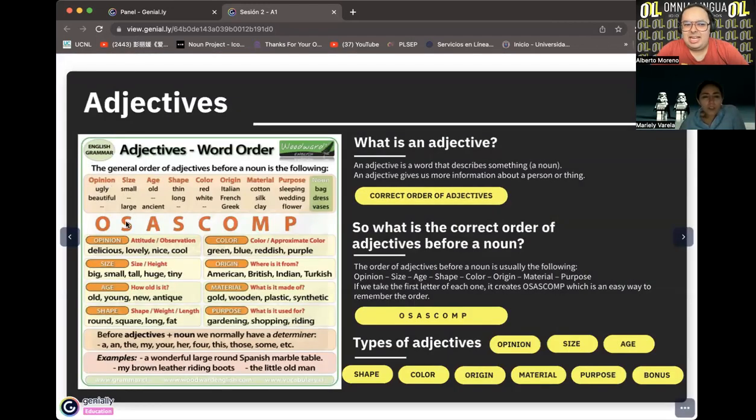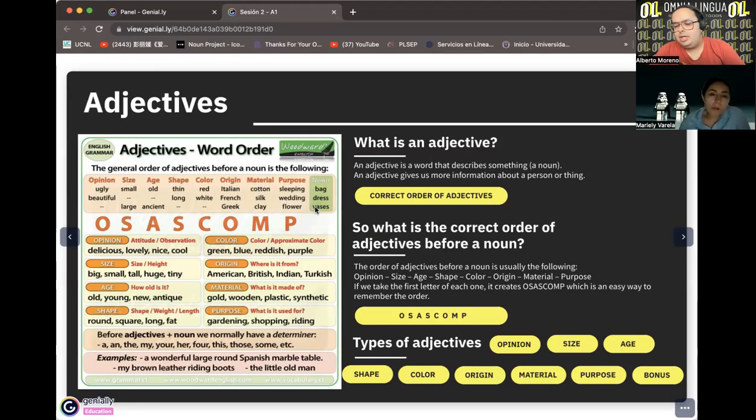O is for opinion, S is for size, A is for age, S is for shape, C is for color, O is for origin, M is for material, and P is for purpose. Realmente no tiene un significado el OSASCOMP. Es el orden en el que deben ir los adjetivos. O es por opinión, etc. Okay. Cada una de estas letras significa una categoría de los adjetivos: opinión, tamaño, edad, forma, color, origen, material, propósito.